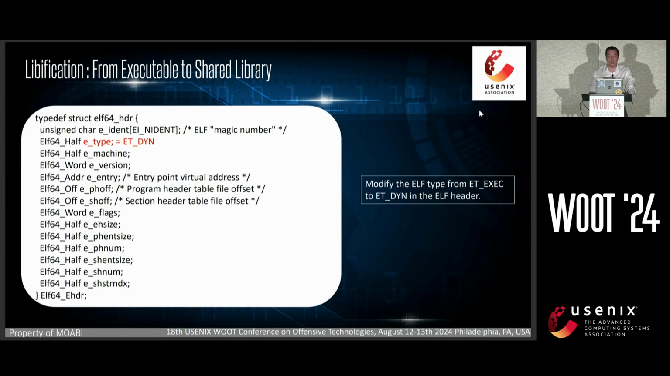So the first thing to do is to look at the main ELF header. You will notice that I'm reproducing here the 64-bit versions, but the same thing works with 32-bit versions as well. So the first thing to do is to transform an ET_EXEC into an ET_DYN ELF type, because the dynamic linker will not accept to load an ET_EXEC binary.